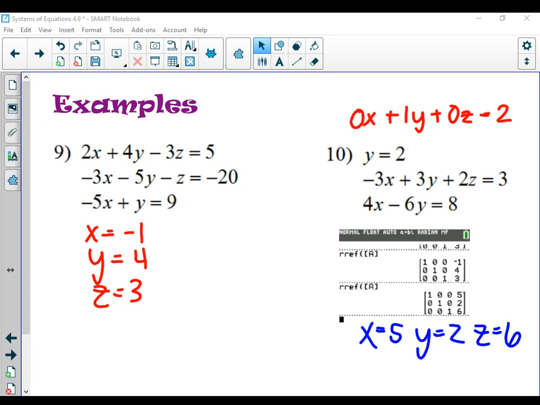In this case, it won't let me do it because the dimensions are off. But that's how I would do it in the calculator. So if you come across that on the ACT, that's how you approach those. Any questions on this?